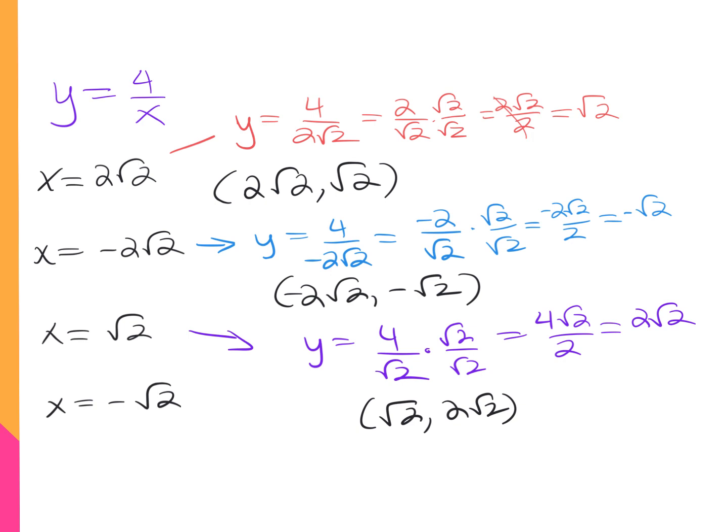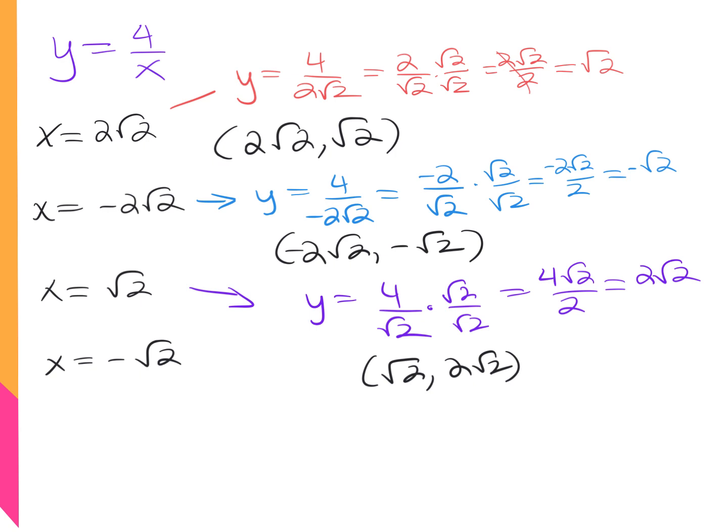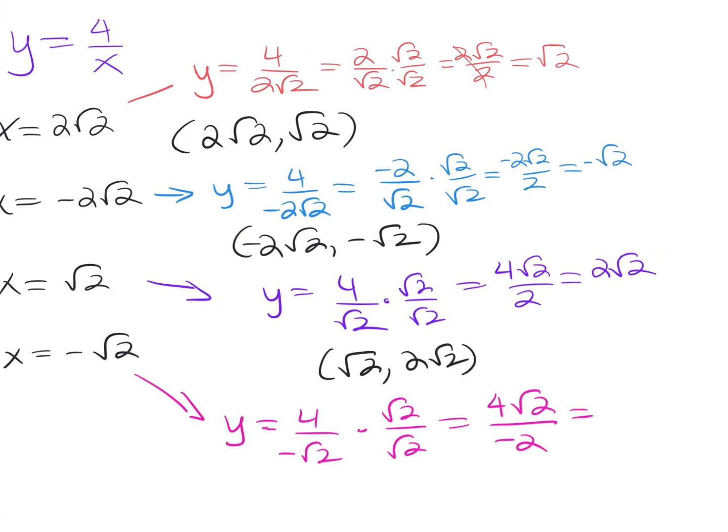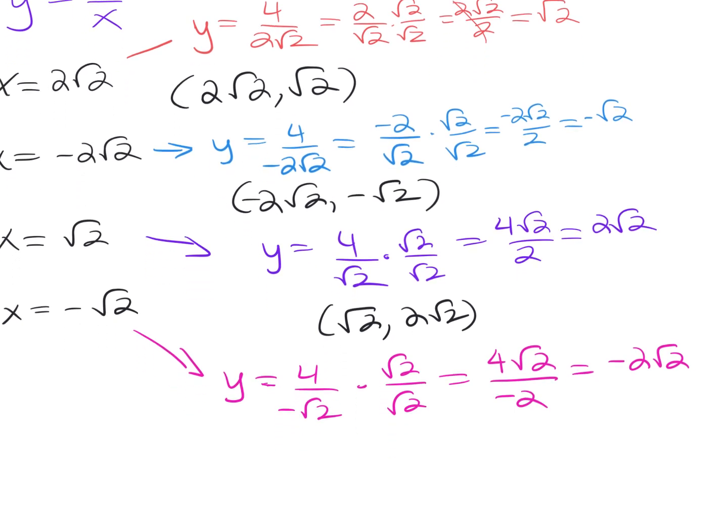Then next, plugging in a negative square root 2. Switch colors here. So for this one, y equals 4 over negative square root 2. Rationalize. This gives me 4 square root 2 over negative 2. I'll divide it, and I get negative 2 square root 2. So the last solution: negative square root 2 for the x, and negative 2 square root 2 for the y.